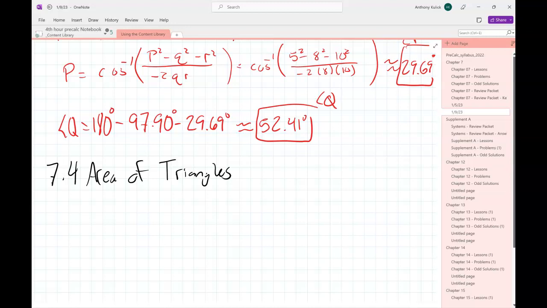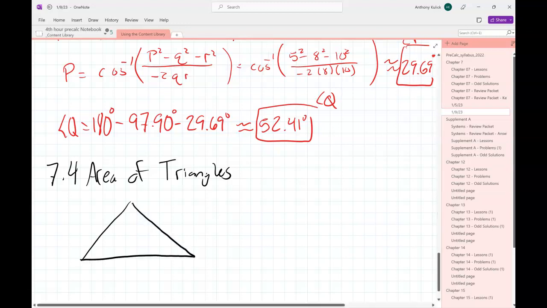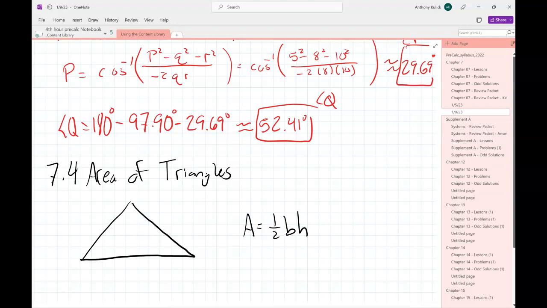In section 7.4, we're going to talk about areas of triangles. Okay, let's go back to our geometry days. Who remembers the area formula for a triangle from geometry? 1/2 base times height. Great. So in the picture I've drawn of the triangle, which side is the base? The bottom, sure. Which side is the height? Yeah, none of the sides are the height, right? The height is this altitude.